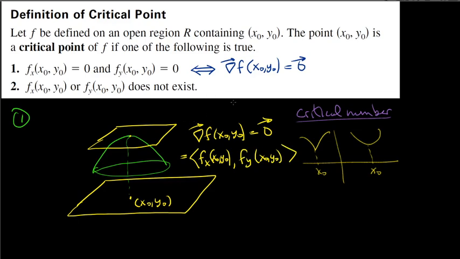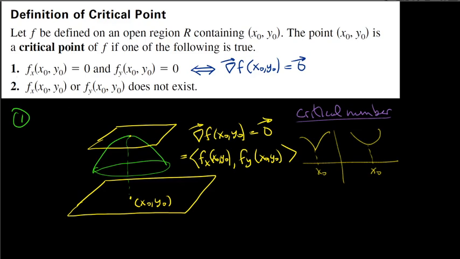So that just means that the tangent plane will be horizontal, right? And of course that can happen at a relative maximum. It can also happen at a relative minimum down here, right? Or if you look at it this way, the tangent plane is horizontal, right? So that's one possibility.